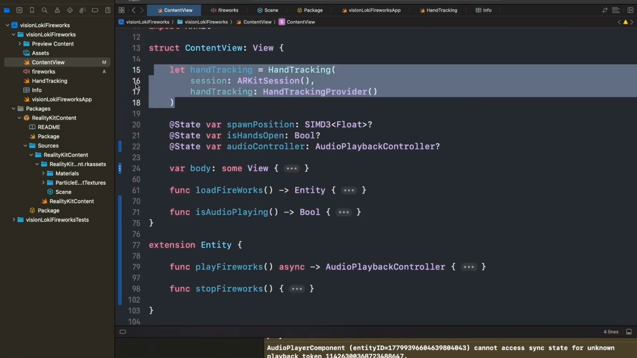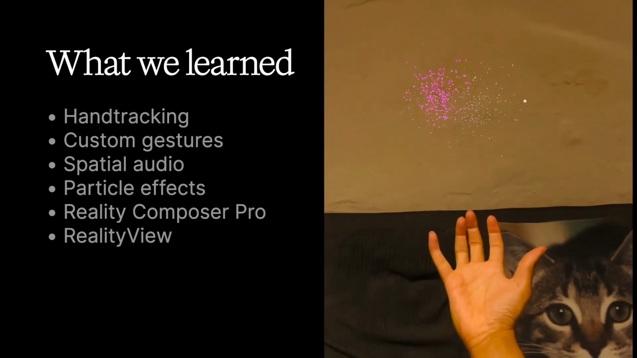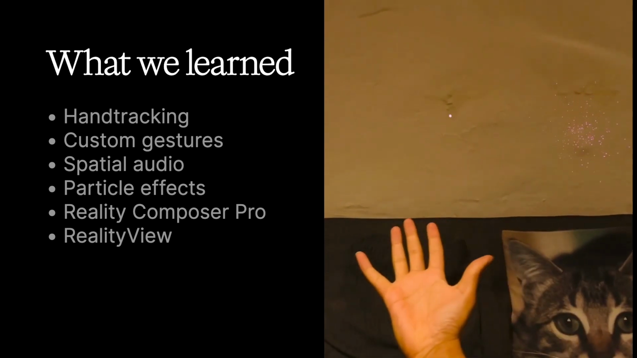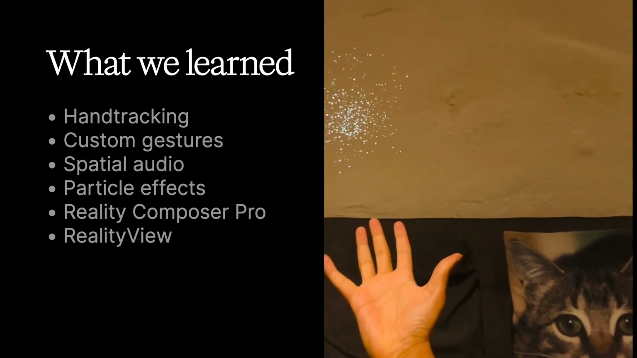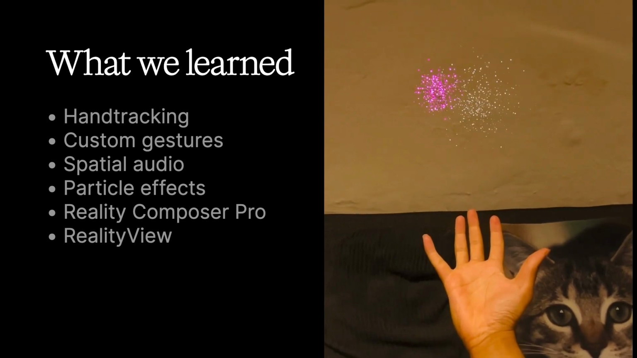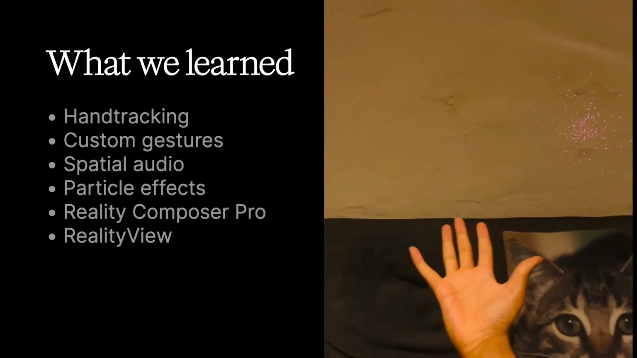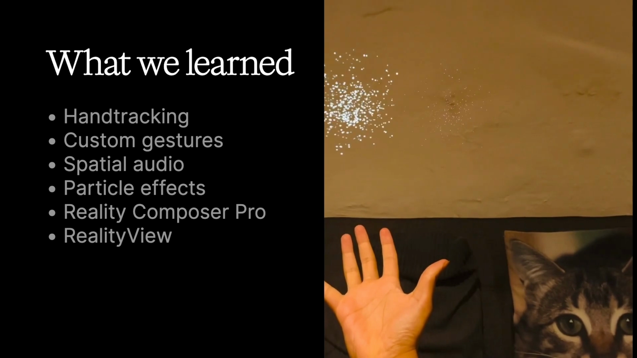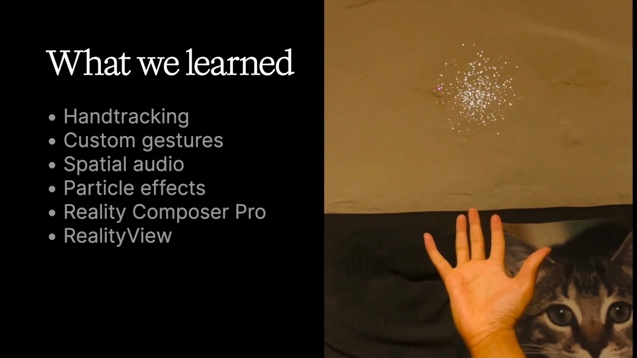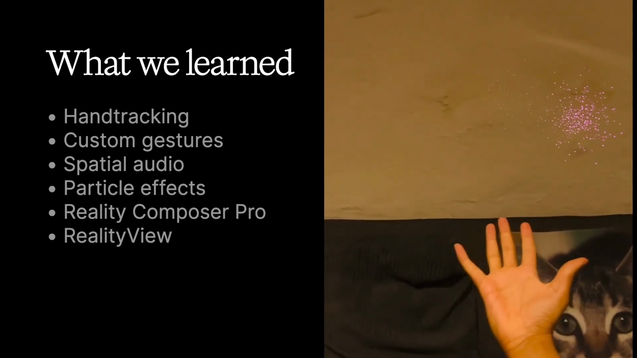And we learned a lot in this project. We learned about hand tracking first and foremost, how we can track hands with precision using ARKit and hand tracking provider. And then we learned about assigning custom gestures using the data we get to detect whether the hands were closed or open. And we also learned about spatial audio. We learned about particle effects. We learned about reality view and how we can display and update a 3D scene using reality view in SwiftUI. And then we also briefly touched on Reality Composer Pro to design our 3D scene. So we learned a lot, and hopefully this gave you a good idea of how the visionOS ecosystem works.